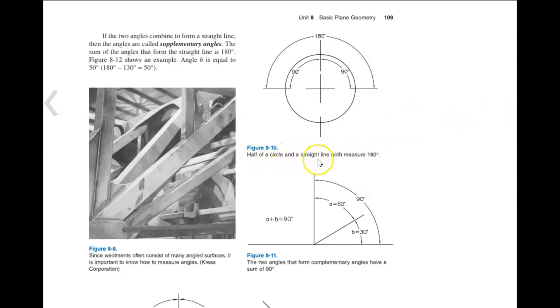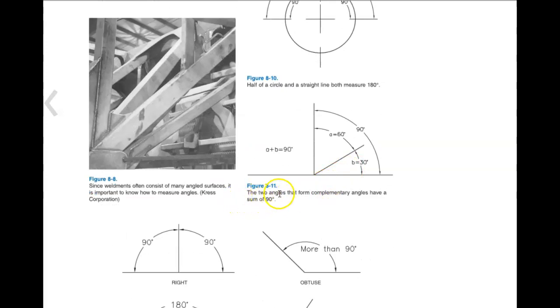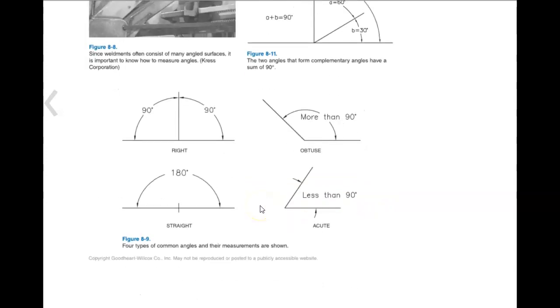Half a circle and a straight line measure 180. The two angles that form complementary angles have a sum of 90. Most common measures are shown. Right angle, obtuse more than 90, acute less than 90.